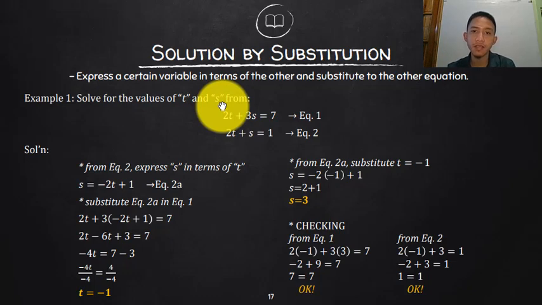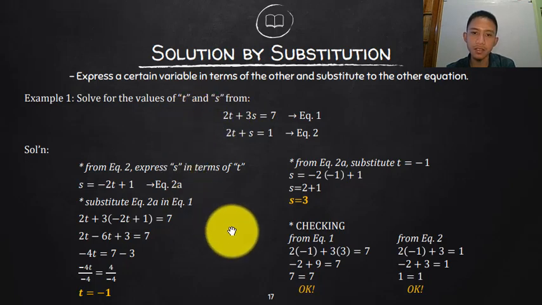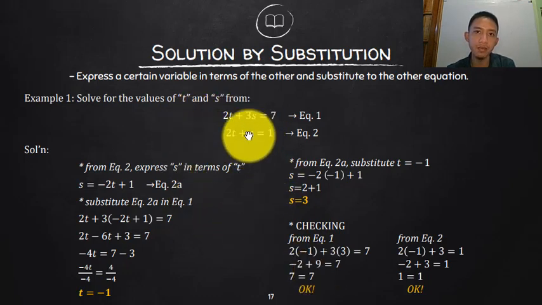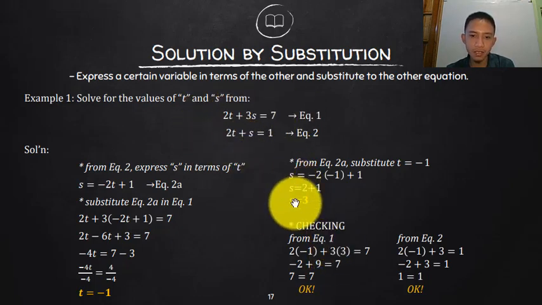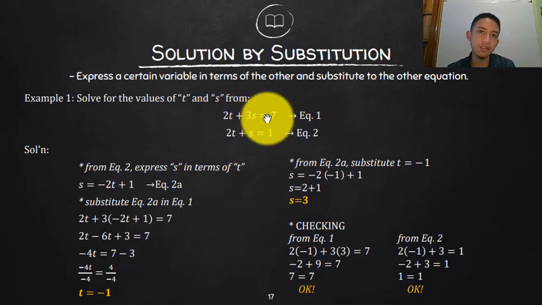If you are sure, then no problem. But if you are not that sure, it is always best for you to check. How are you going to check? You can choose any of the equations, substitute back your s and t. If that makes it true, then that is correct.